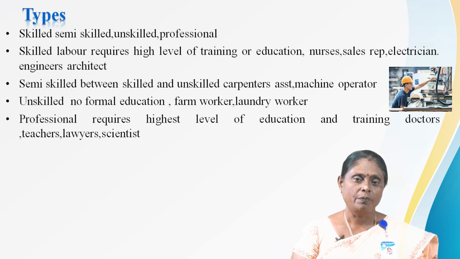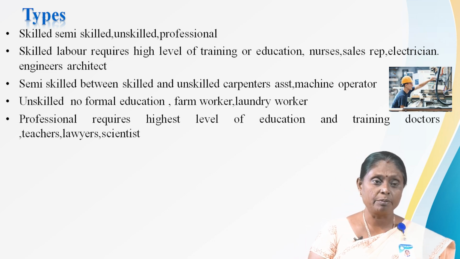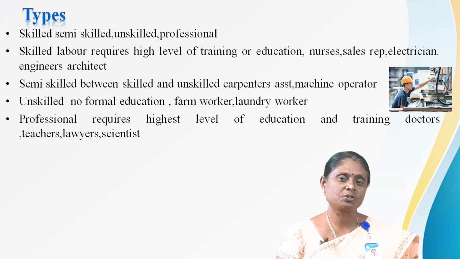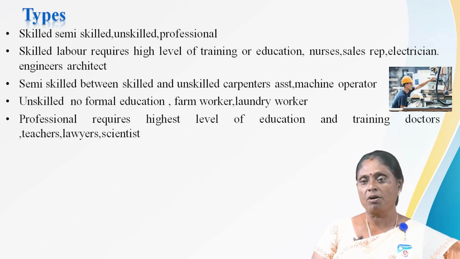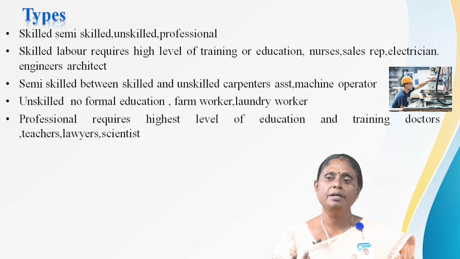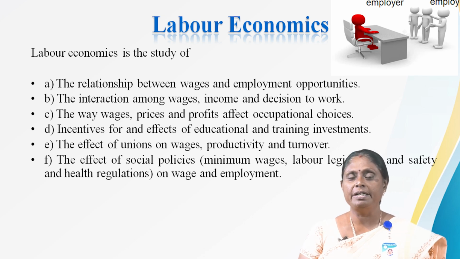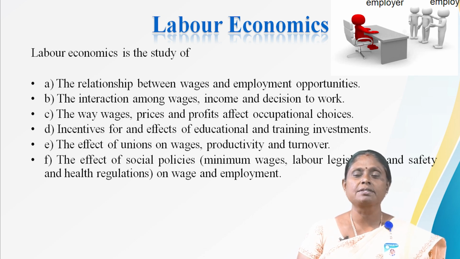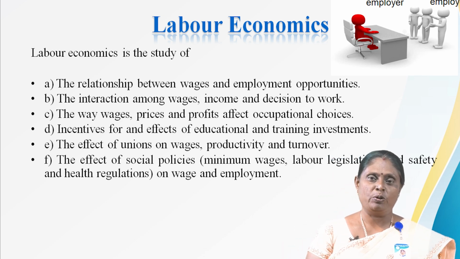Next one, that is professional labor. Professional labor requires the highest level of education and training. Examples of professionals are doctors, teachers, lawyers and scientists. These are all the professionals. Next, labor economics is the study of the workings and outcomes of the market for labor. That is called labor economics.